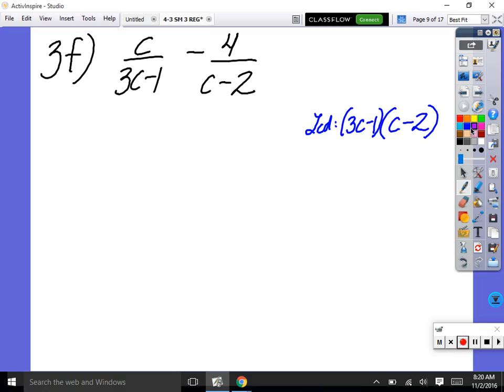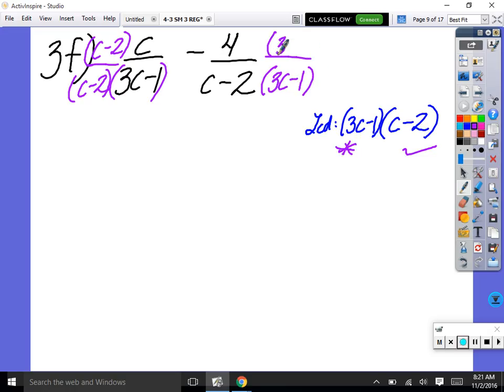So this one needs a c minus 2 over c minus 2. Once again, take my suggestion. Anytime you have two terms, put it in parentheses. This has a c minus 2, but it needs this. So we're going to multiply by 3c minus 1 over 3c minus 1. Okay, so now we can go ahead and look at our denominators. They're the same. So let's start distributing the top.